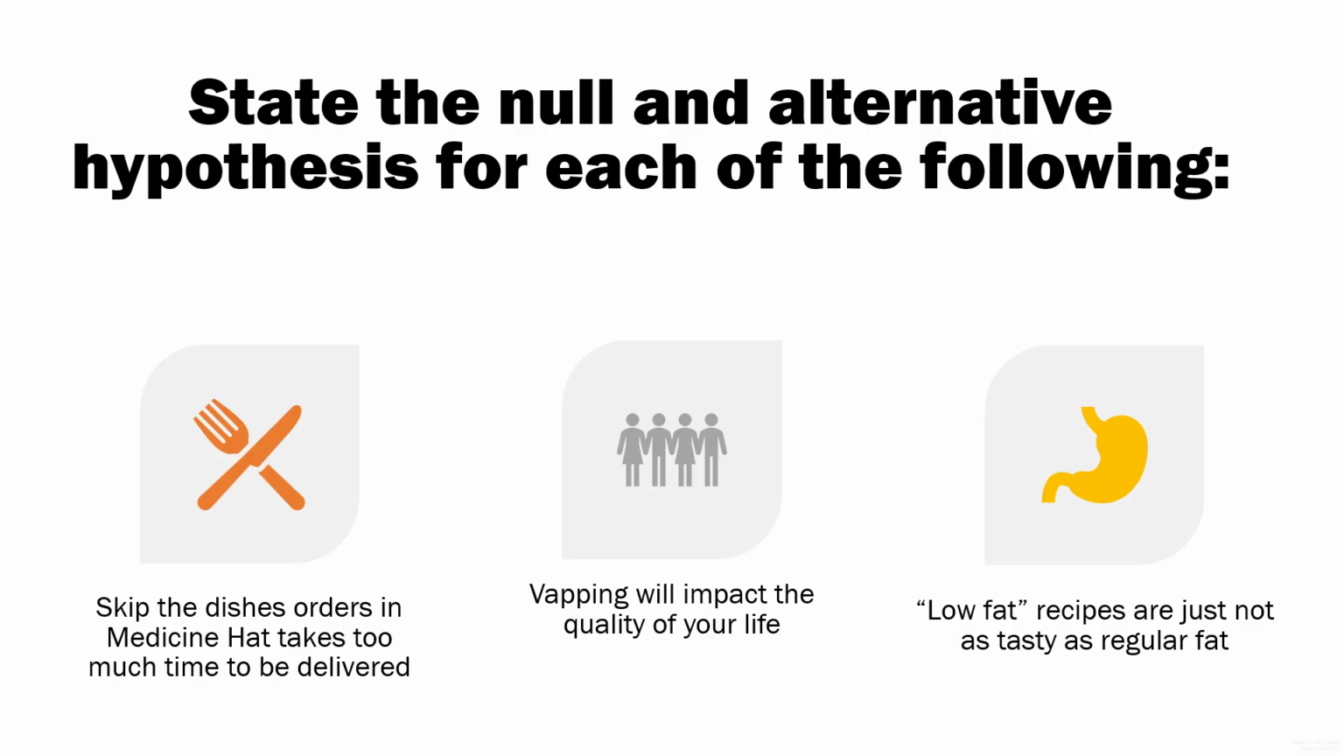And we can do some practice on these with some examples. So skip the dishes orders in Medicine Hat take too much time to be delivered. And if your null hypothesis is no change, no change, no change, then our null hypothesis here is that the dishes are slow. But the alternative could be that they actually come faster than what we originally thought.